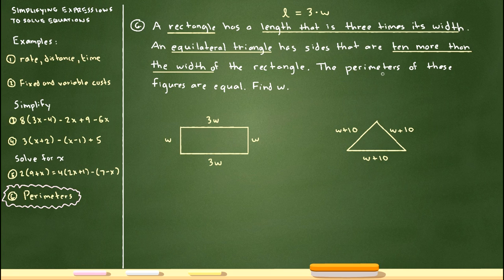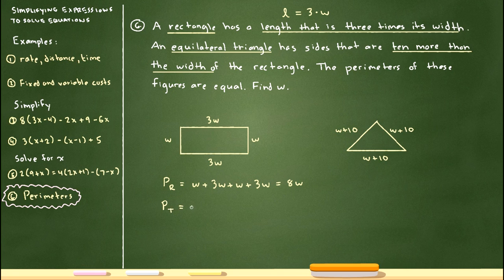And now we know that the perimeters of these figures are equal. So the perimeter of my rectangle, I'm going to call it P sub R, would be all the sides added together, right? So W plus 3W plus W plus 3W. And if I wanted to simplify this, we have how many W's? Well, 1, 3, 1, and 3, we get 8W.